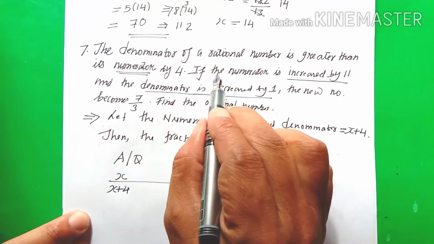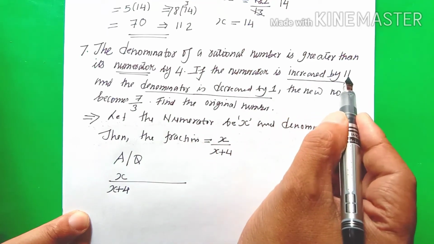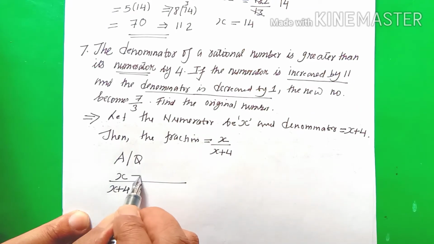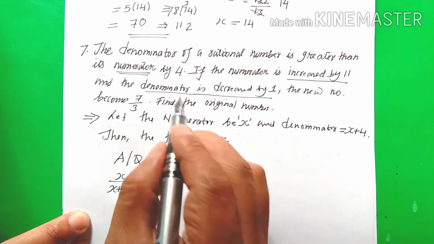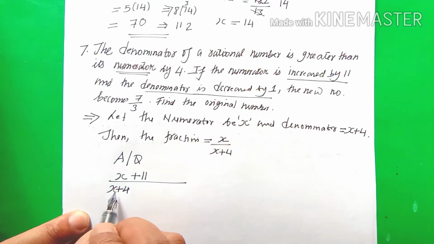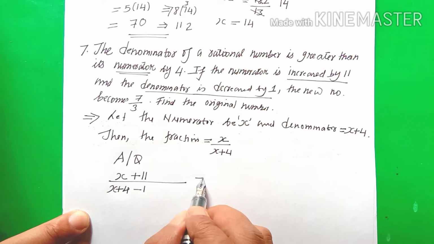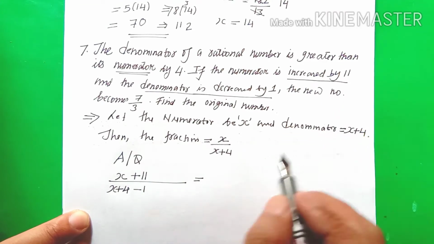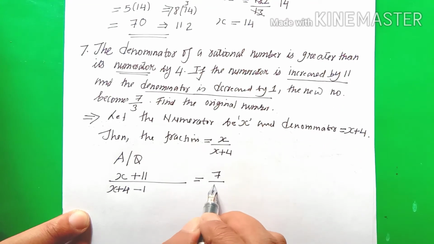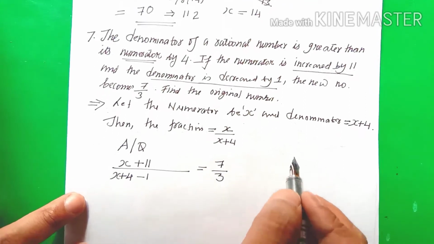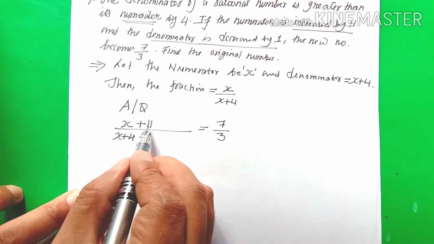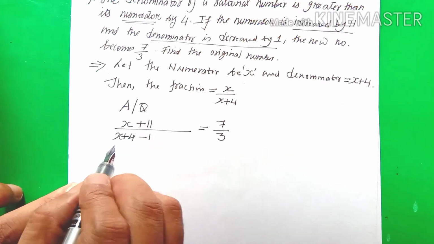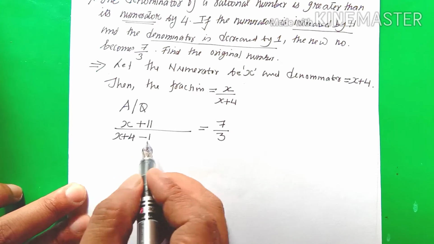It is clearly given that the numerator is increased by 11, so x plus 11. Then the denominator is decreased by 1, which means minus 1, and it becomes a new fraction equal to 7 divided by 3. Now we can take a cross multiplication here, because x plus 11 is not possible to add, and if you want, you can reduce one more step or increase one more.